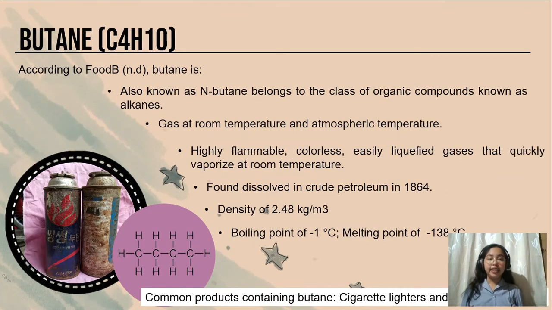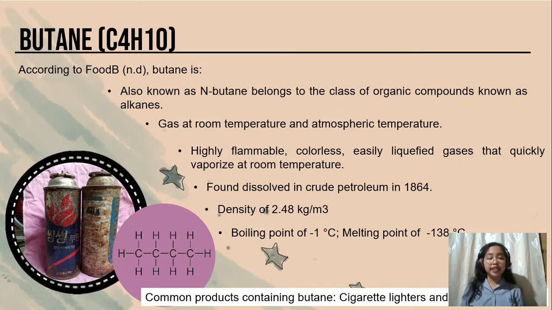Next, butane. It has a molecular formula of C4H10. Butane is also known as n-butane. It belongs to the class of organic compounds known as alkanes. It is a gas at room temperature and atmospheric pressure. It is a highly flammable, colorless, easily liquefied gas that quickly vaporizes at room temperature.